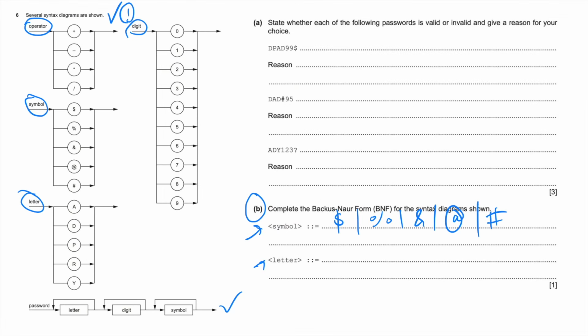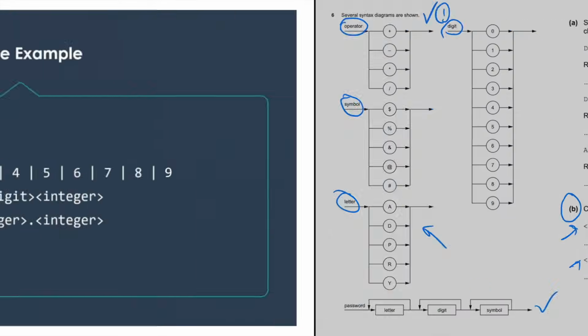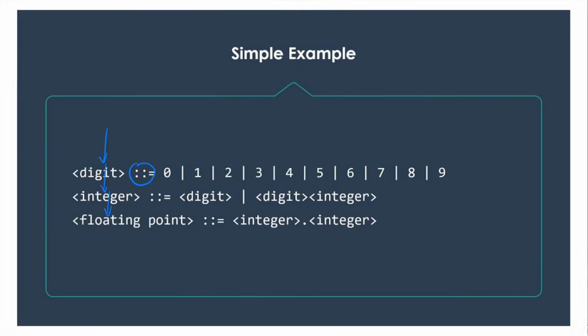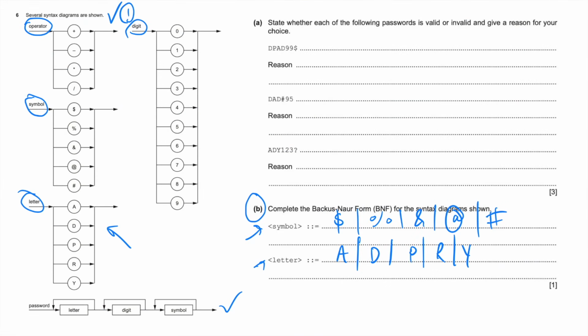And now if we go back to a letter, we just want to write down everything that is a letter, right? And that's going to be everything that's right here. So we're going to have A, D, P, R, and Y. And basically that answers question B, and that's how we can take a syntax diagram and actually turn it into the notation that we saw right here, the Backus-Naur form. So while this is a syntax diagram up here, this is really going to be our Backus-Naur form.